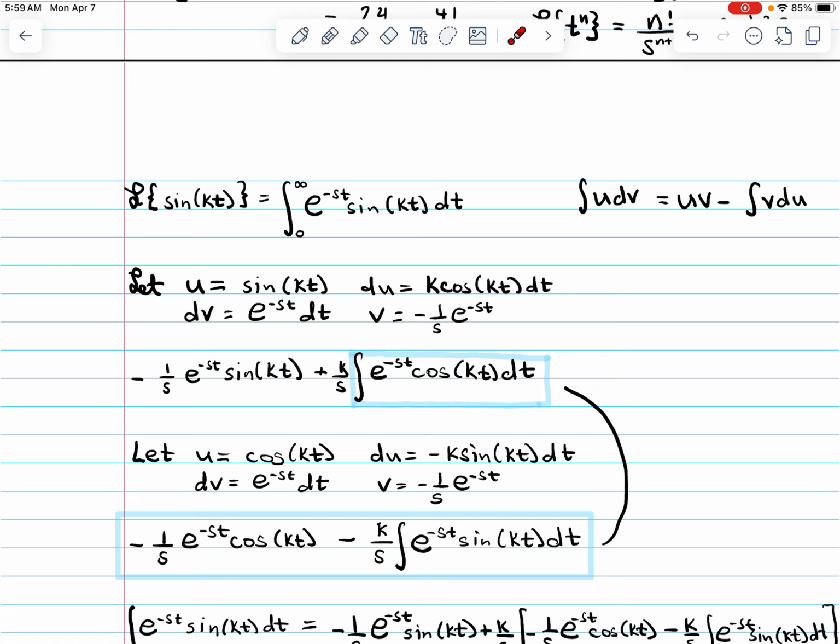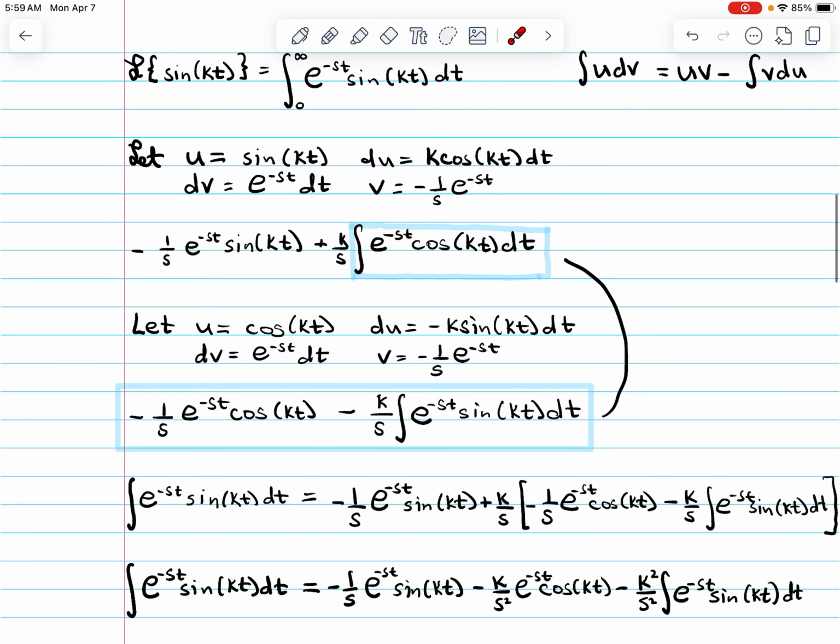Now, I've got to do this process again because I've got nothing here. I still at this point don't have the integral of negative 1 over s e to the negative st sine kt. I've got another integral that is equally daunting. So what I've got to do is deal with this integral, which I've put in a nice blue rectangle here, and I do that work down here.